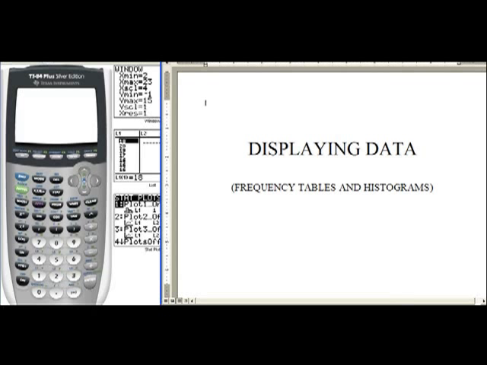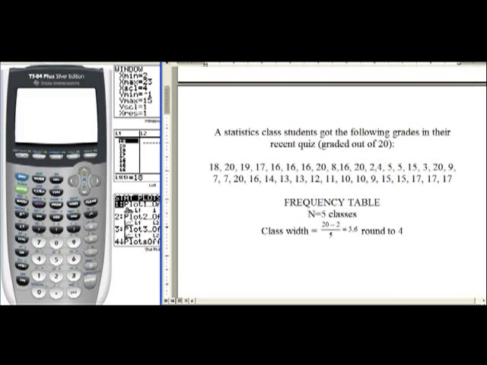Today we'll talk about displaying data primarily using frequency tables and histograms. Let's assume in a statistics class students got the following grades in their recent quiz, graded out of 20. I listed them in no particular order. And let's say we want to generate a frequency table using 5 classes.